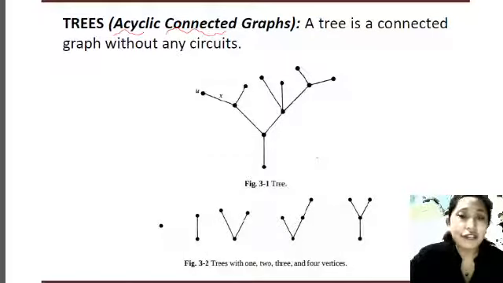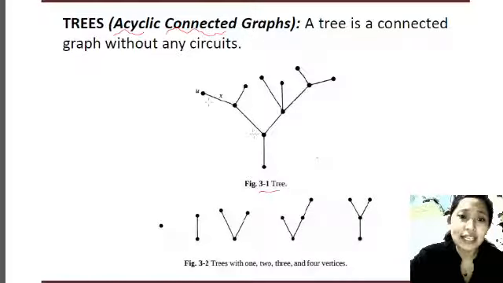If a graph is connected, as I said, there will be at least one path from one vertex to all other vertices. And since it is acyclic, since there is no cycle in between, from one vertex to all other vertices there will be exactly one path. So only one path will be possible from each vertex to all other vertices. So this is an example of a tree.